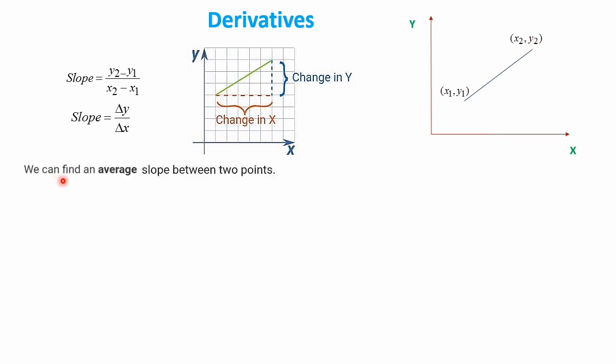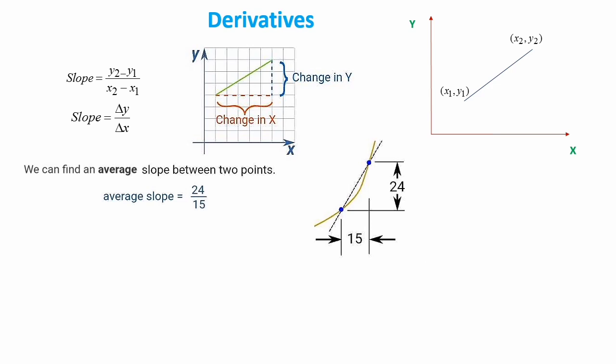Again, we can find an average slope between 2 points. For example, consider a curve. Previously we have taken a straight line. Here we are considering a curve, and in this curve we are taking 2 points, here one point and here another point, and by joining these points we will get a straight line. Again like the previous one, we can calculate the change in x and the change in y. Here the change in x is 15 units for example, and the change in y is 24 units. So the average slope is equal to 24 divided by 15, that means change in y divided by change in x.